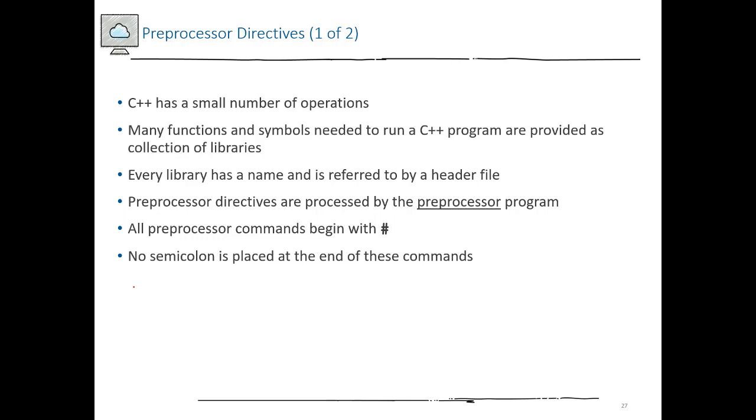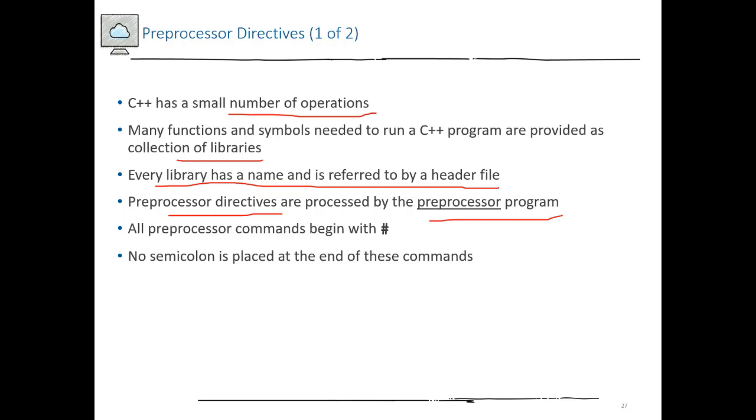Let's talk about preprocessor directives. C++ has a small number of operations. Many functions and symbols needed to run C++ are provided in a collection of libraries, and we're going to see in a few minutes some of the important ones at least. Each library has a name and is referred to by a header file, which we place at the beginning of the program. Preprocessor directives are processed by the preprocessor program.